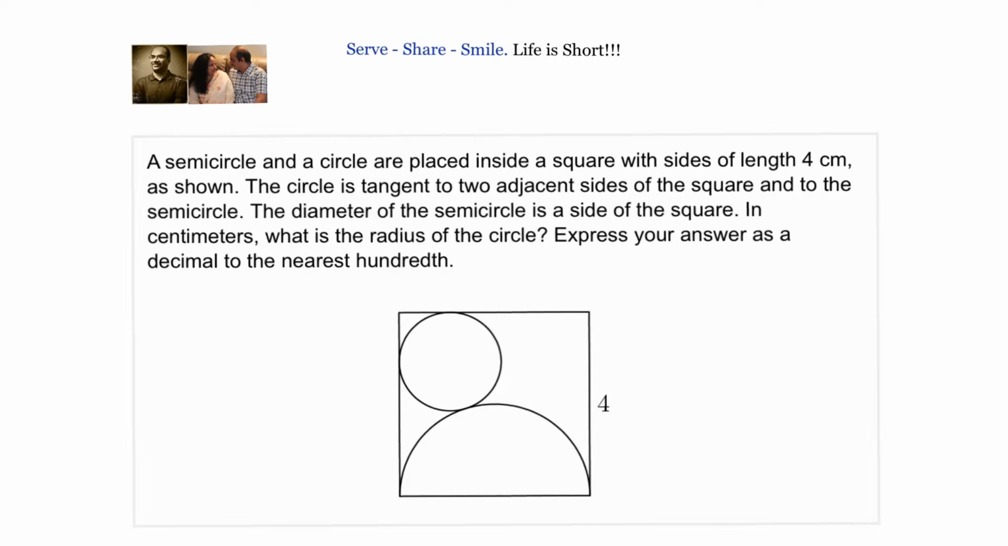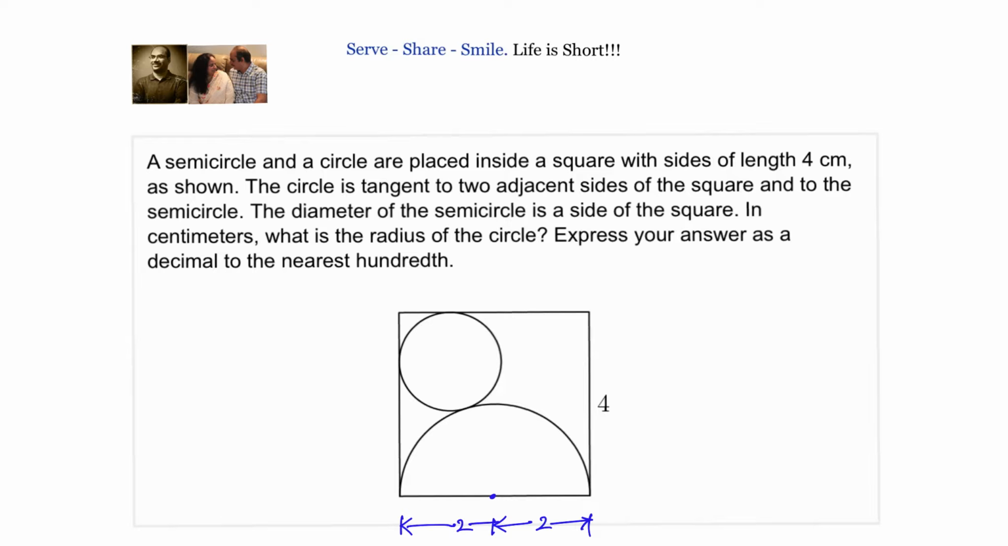So that's a Math Counts sample problem. Let's look at how to solve this. First, see what information is given to us. We have a square of side 4, and let us say this is the center. Then this length is equal to 2. Diameter is 4, so the radius will be 2.